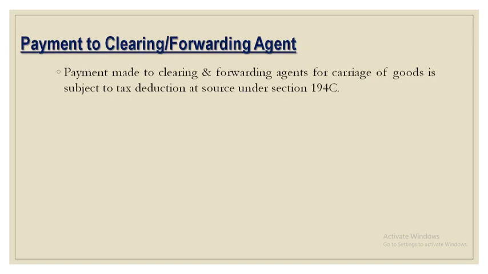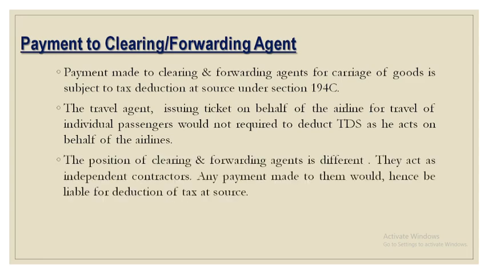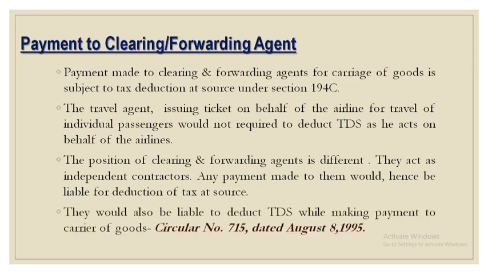Payment to clearing and forwarding agent. Payment made to clearing and forwarding agents for carriage of goods is subject to tax deduction at source under Section 194C. The travel agent, issuing tickets on behalf of the airline for travel of individual passengers, would not be required to deduct TDS as he acts on behalf of the airlines. The position of clearing and forwarding agents is different. They act as independent contractors. Any payment made to them would, hence, be liable for deduction of tax at source. They would also be liable to deduct TDS while making payment to carriers of goods. Circular No. 715, dated August 8, 1995.